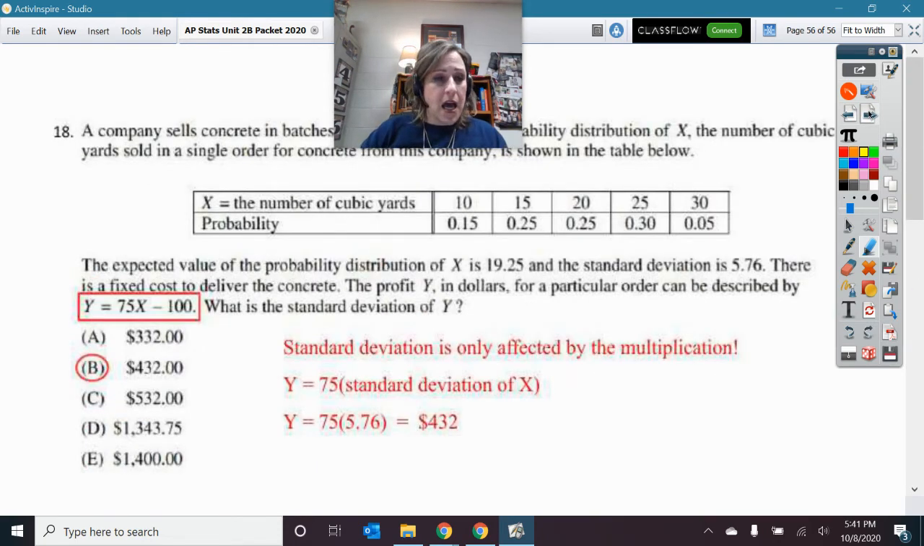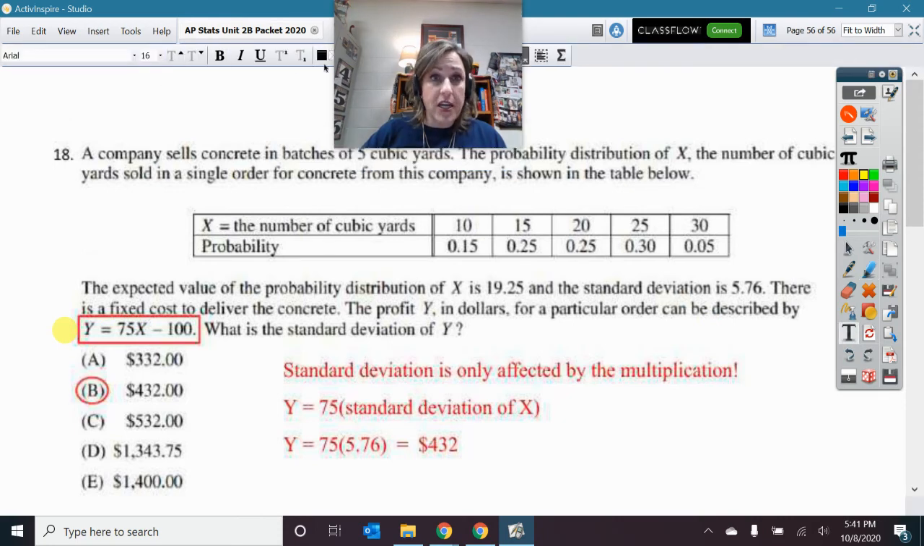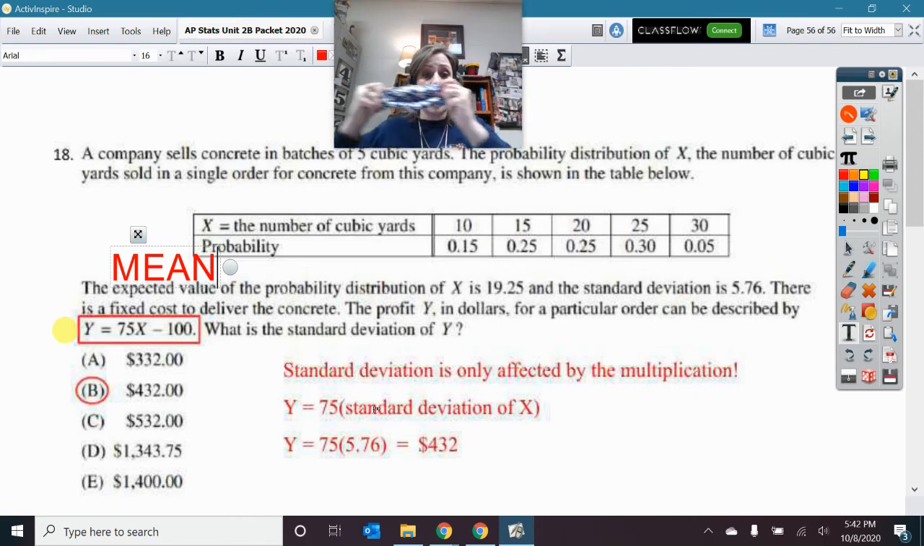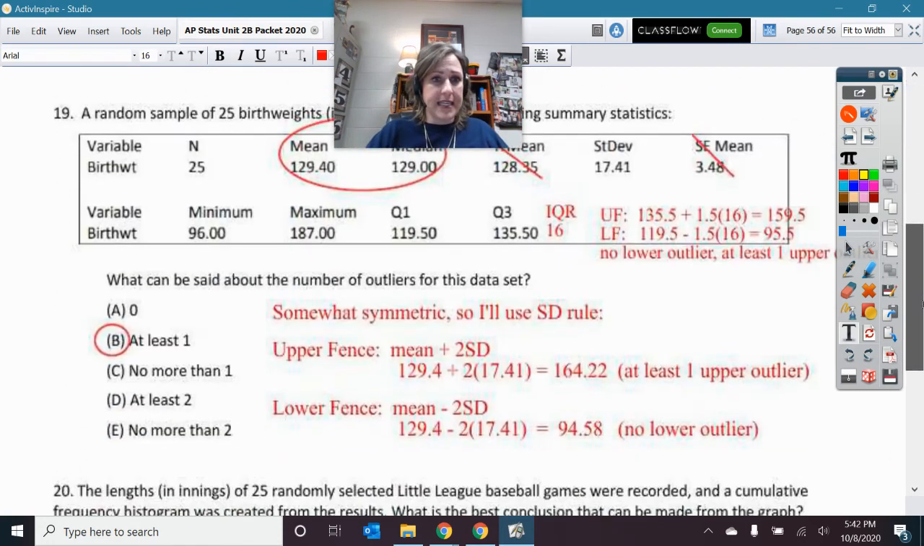Okay, 18. Very important here. This is your function. One thing that might have caught you off guard is that the expected value is the mean. So it's saying the mean is 19.25. The standard deviation is 5.76. It didn't ask about the mean, but it asks what the new standard deviation is. So you take 5.76 and plug it into this function, knowing that minus 100 does not affect standard deviation. Multiplication affects the spread. So I'm going to multiply by 75, but shifting it by 100 does not change the spread.